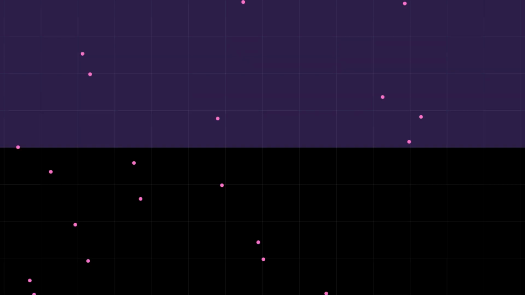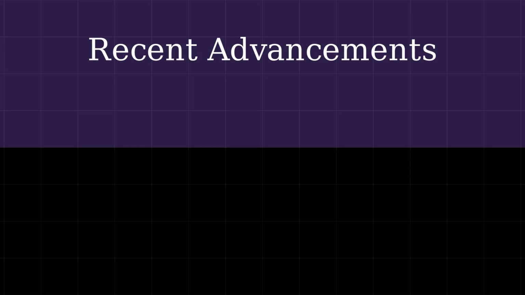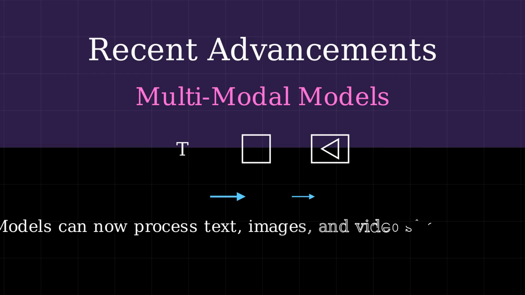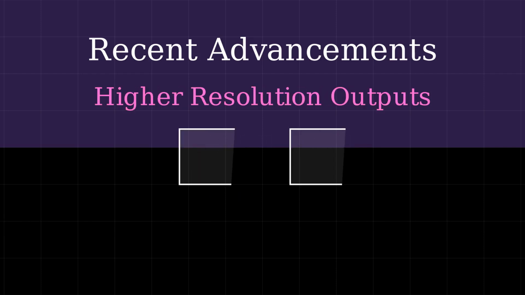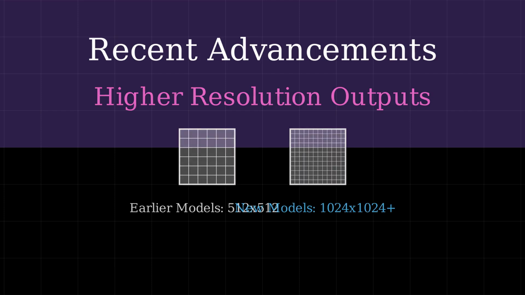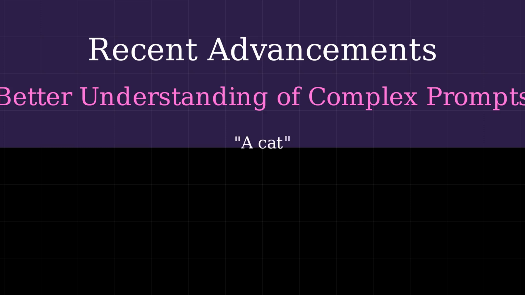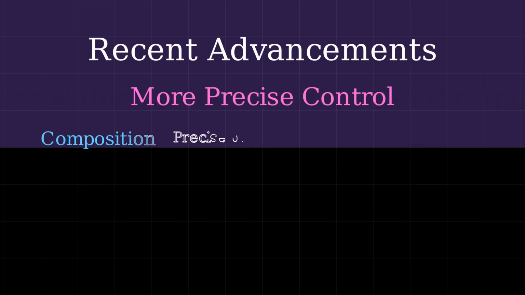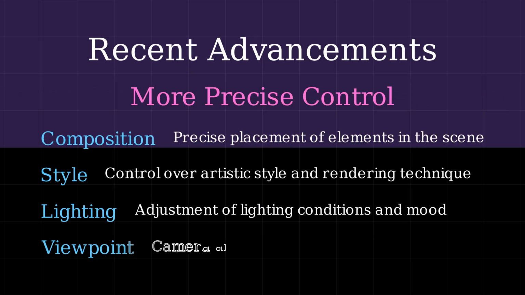The field of text-to-image generation is evolving at a rapid pace. Recent advancements include multimodal models that can handle text, images, and video simultaneously. Models have significantly improved in generating higher resolution, more detailed images. Modern models have vastly improved their ability to understand and follow complex, detailed text prompts. Artists and designers now have unprecedented control over the generation process, including composition, style, lighting, and viewpoint.